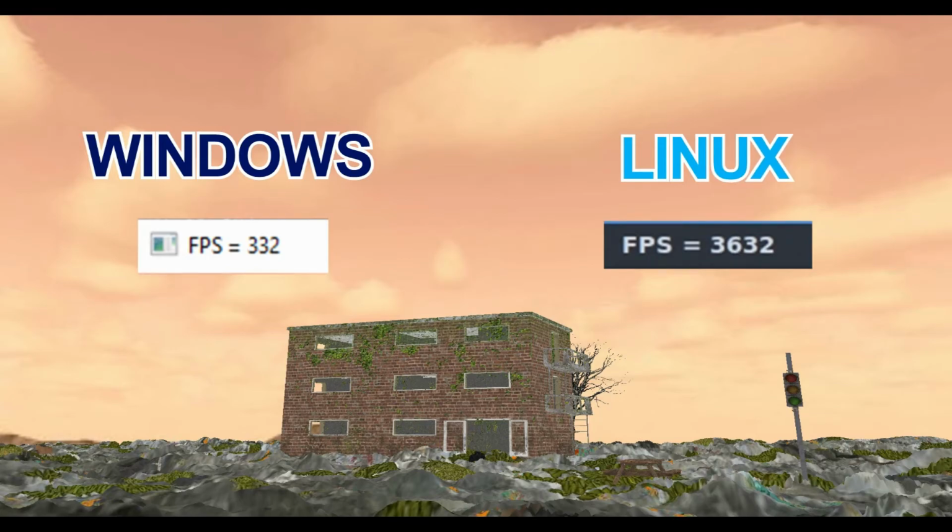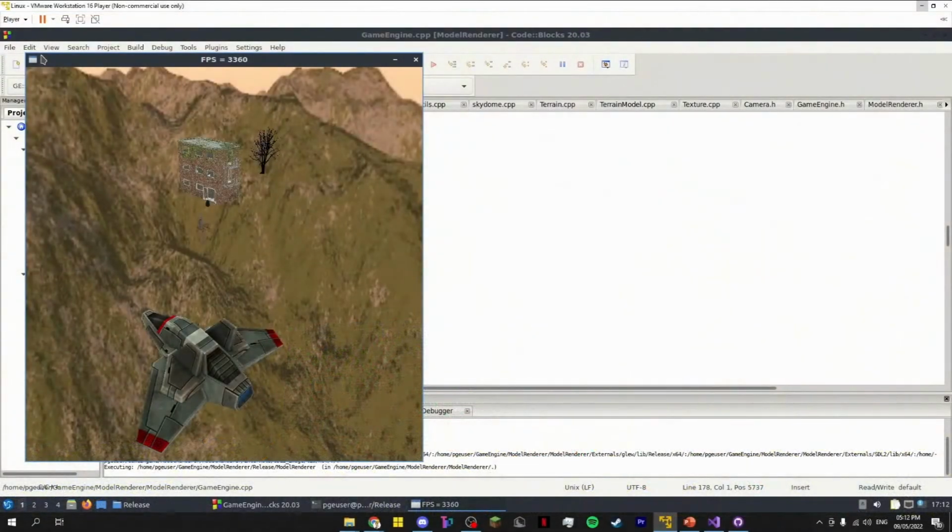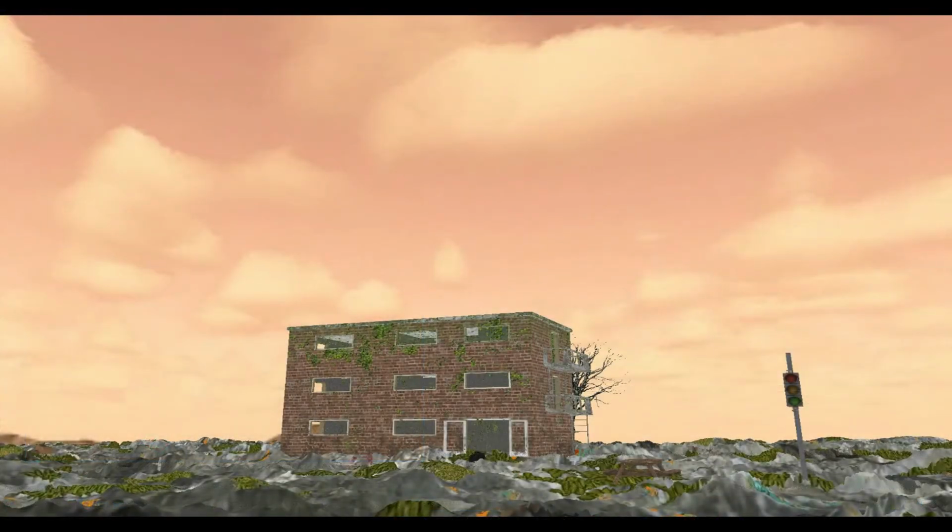There actually is a very good reason for this massive difference in terms of FPS. It is because the terrain and a tree's texture was unable to load in Linux correctly. Therefore, everything ran faster in Linux.